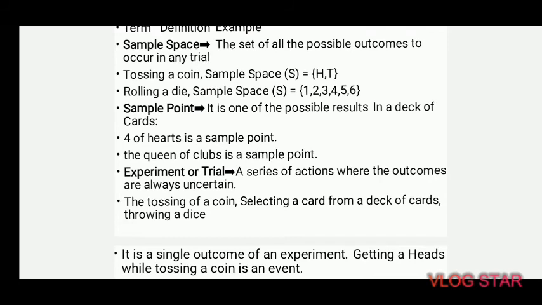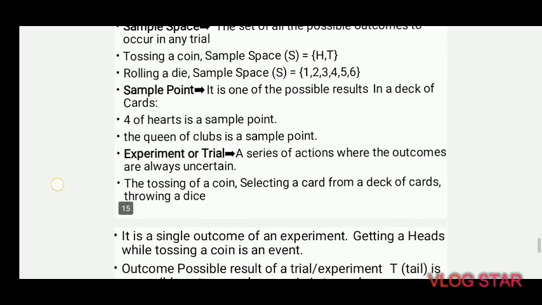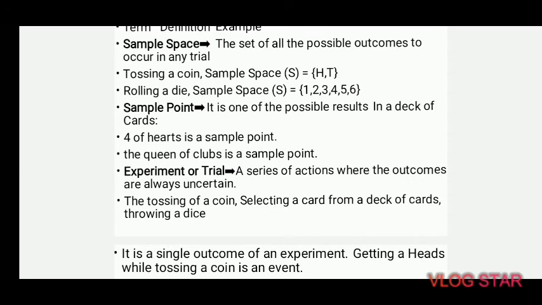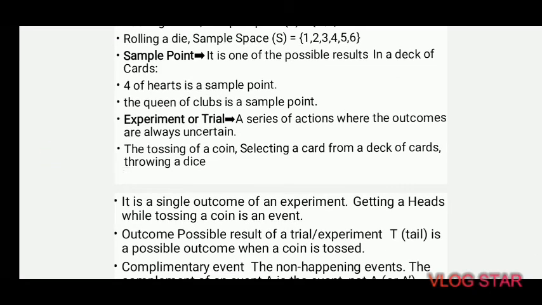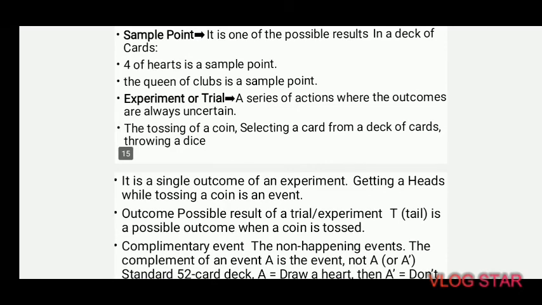An example of this is tossing a coin. The sample space is head or tail, the possible outcomes. The next is rolling a die. The sample space is 1, 2, 3, 4, 5, 6. There are only 6 possible outcomes because the die has only 6 sides. Sample point. It is one of the possible results in a deck of cards. For example, the 4 of hearts is a sample point. The queen of clubs is also a sample point.